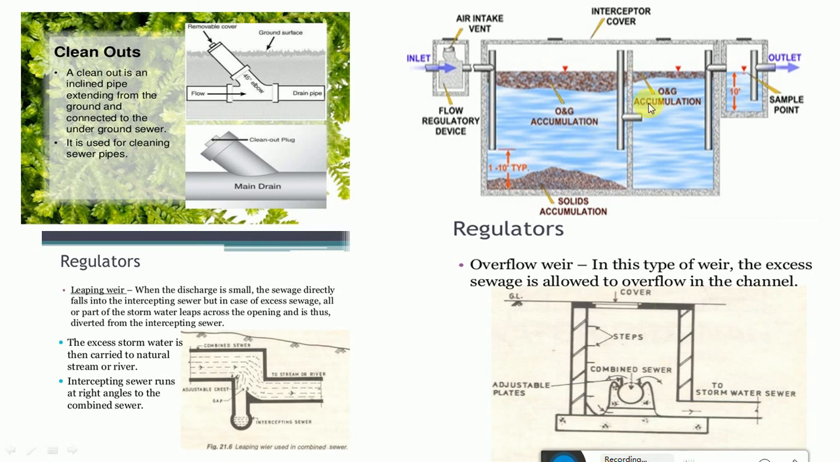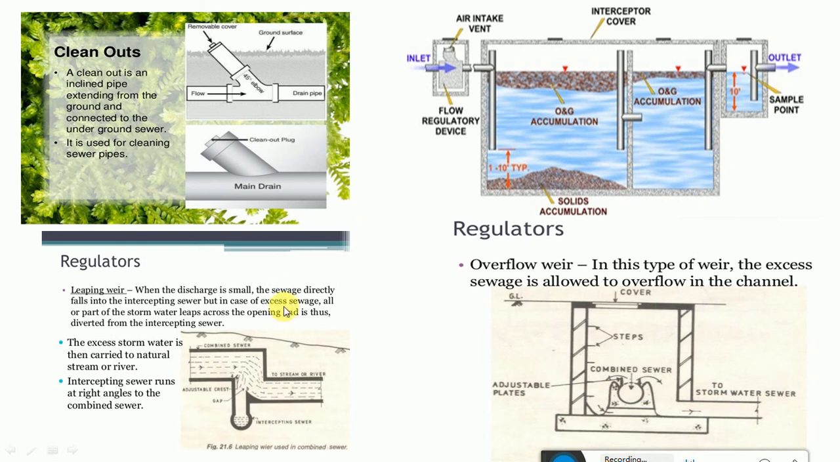Okay, so this is the inlet of the oil and grease trap, and some solids get accumulated here, and the oil and grease will be accumulated at the top, and through this outlet, the waste water is led to the sewerage system.